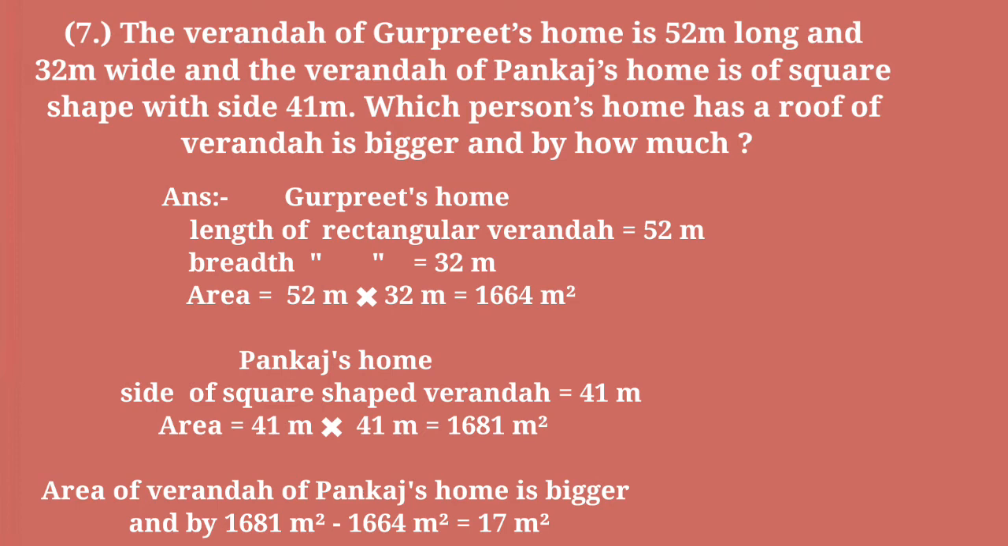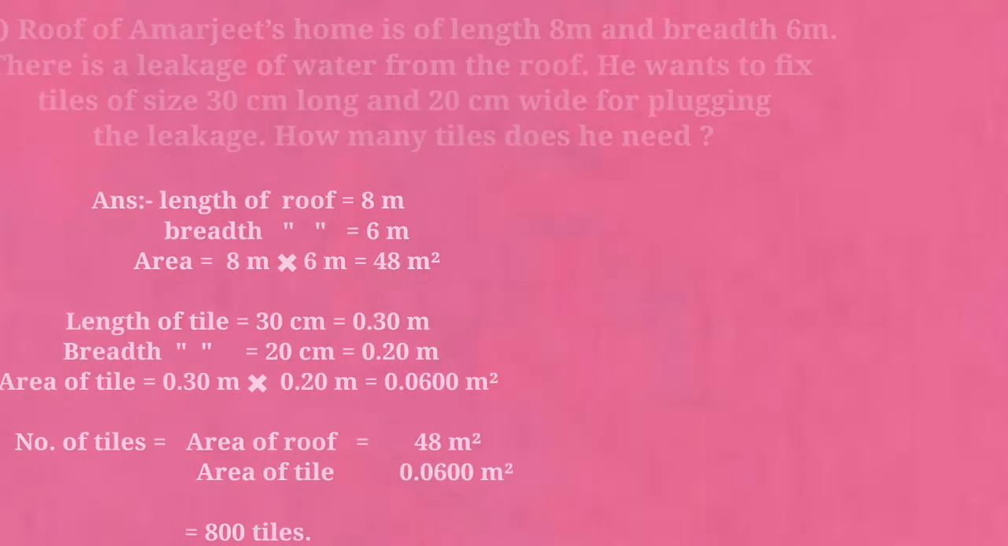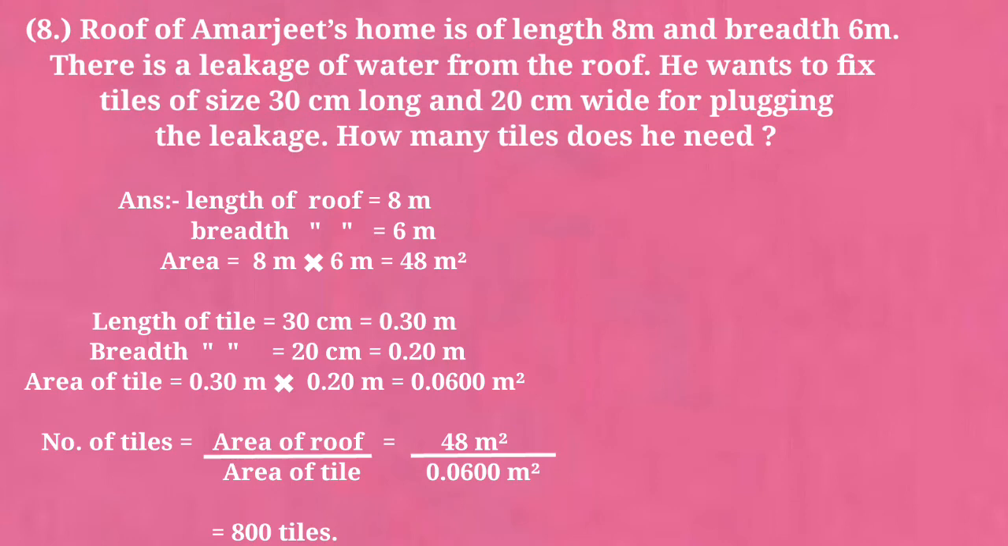So here area is equal to 52 meter multiplied by 32 meter, which gives us 1664 meter square. Now Pankaj's home, whose side of veranda is equal to 41 meter. Area is equal to 41 meter multiplied by 41 meter, which gives us 1681 meter square. Now area of veranda of Pankaj's home is greater than the area of veranda of Gurpreet's home. Now 8th, length of roof is equal to 8 meter and breadth is equal to 6 meter. So here area is equal to 8 meter multiplied by 6 meter, which gives us 48 meter square.